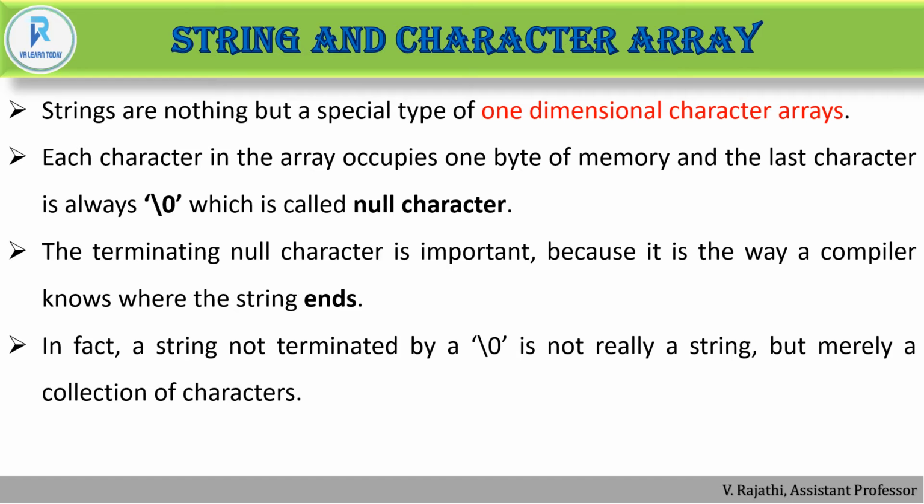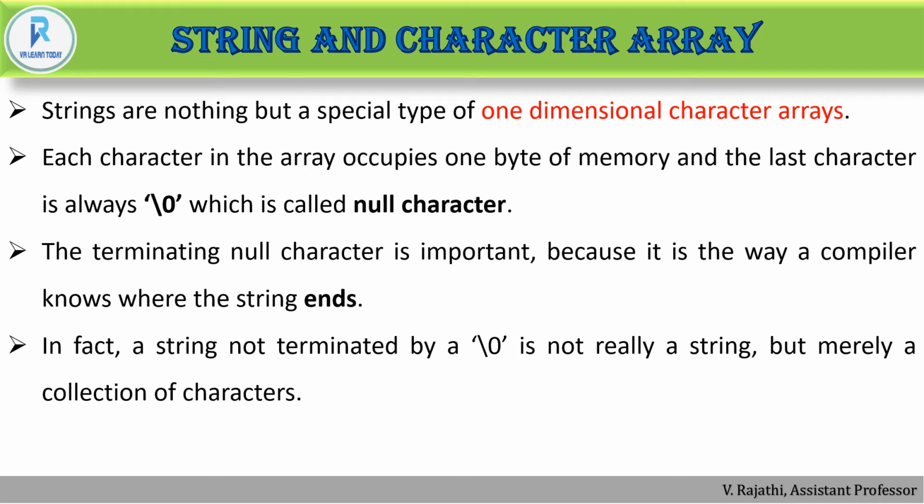Strings and character arrays. Strings are nothing but a special type of one-dimensional character array. In a C program, we don't have any special data type like string. Actually, we have data types int, float, and char. So what is a string? A string is a sequence of characters. That's why we have to use a one-dimensional array of character data type.